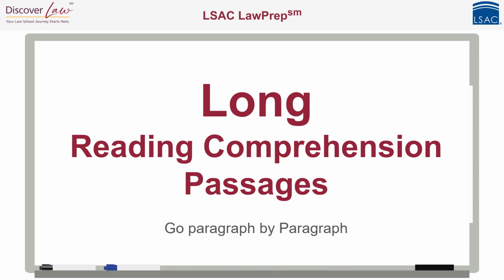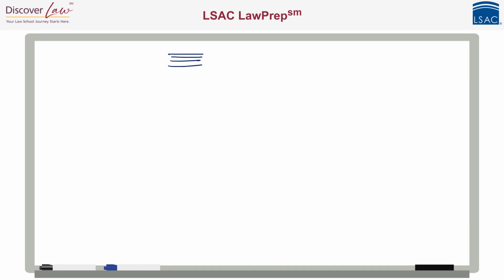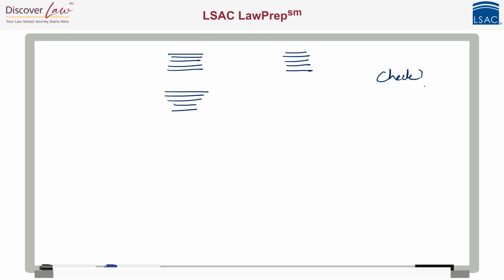We saw a little while back how we could deal with long sentences, but how do you deal with long reading comprehension passages? Well, for that, go paragraph by paragraph and ensure that you have been able to comprehend one paragraph before you advance to the next. So we just learned that for the RC, we proceed paragraph by paragraph. But how do you check whether you've been able to comprehend a paragraph or not?